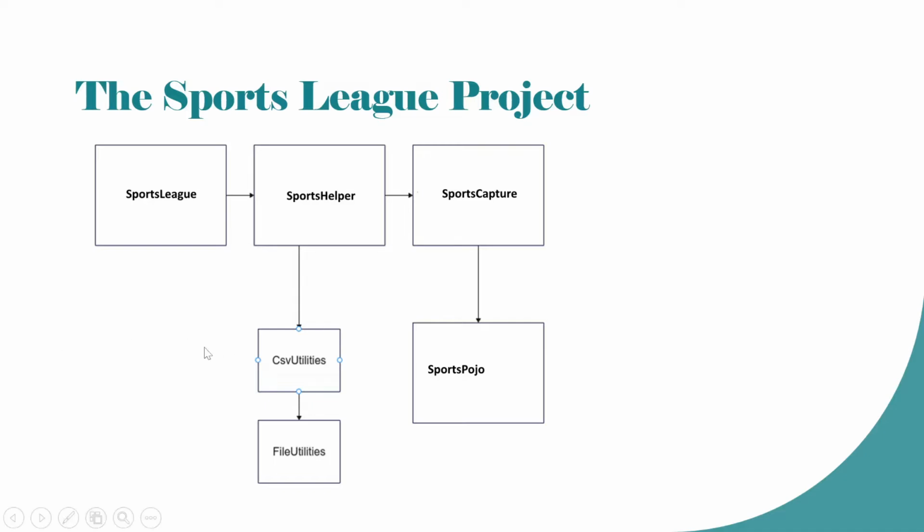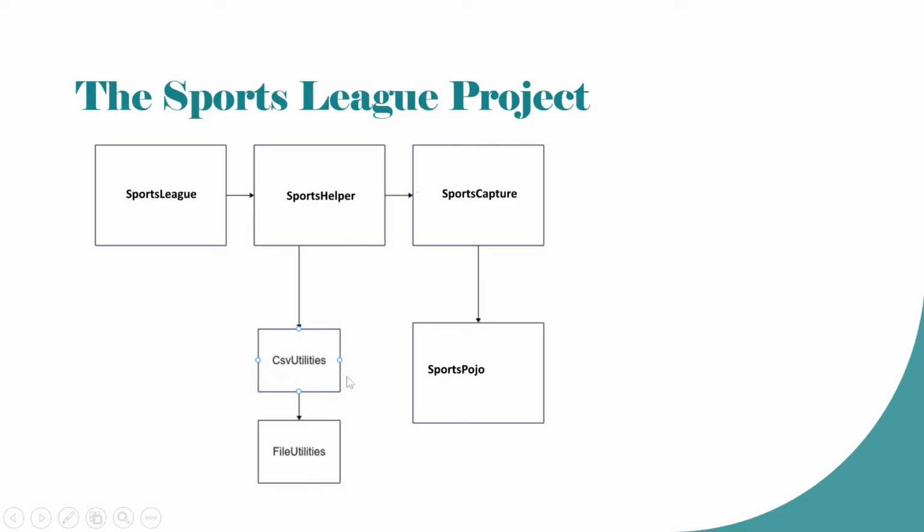Now, if we look at this class diagram, you will see the relationship of the classes. The main class is going to be called Sports League. In your case, in my case, it will be called Rugby League. And Rugby League will call one class, and that's the Rugby Helper. In your case, the Sports Helper class. And the Sports Helper class has got 2 dependencies.